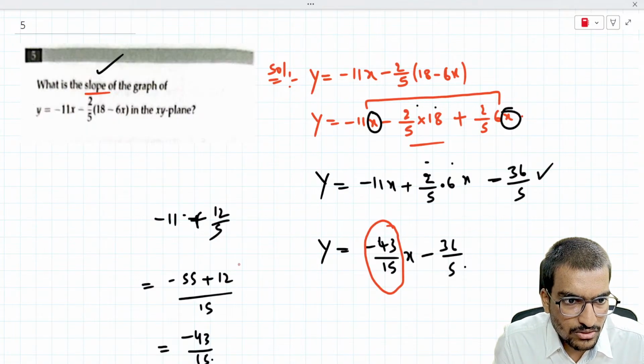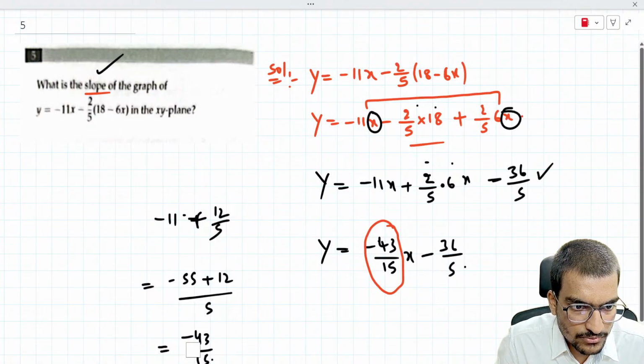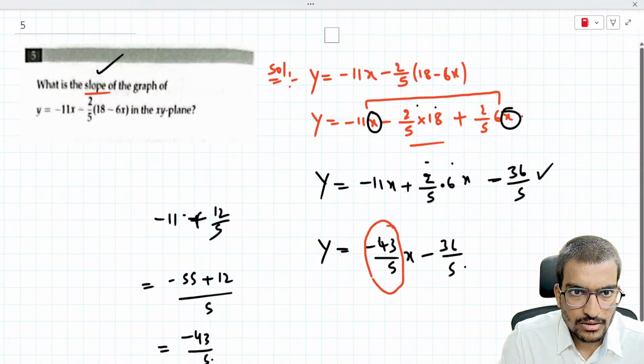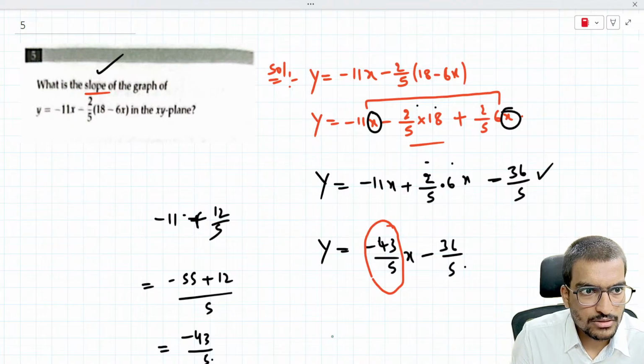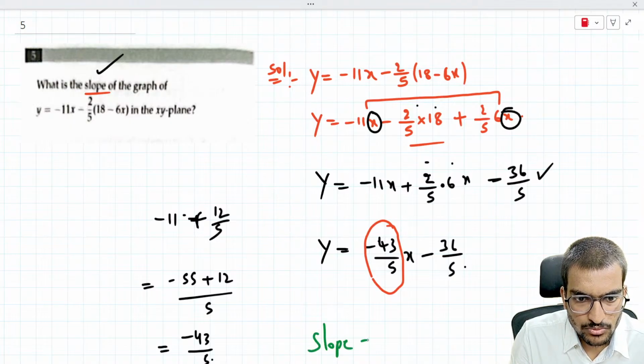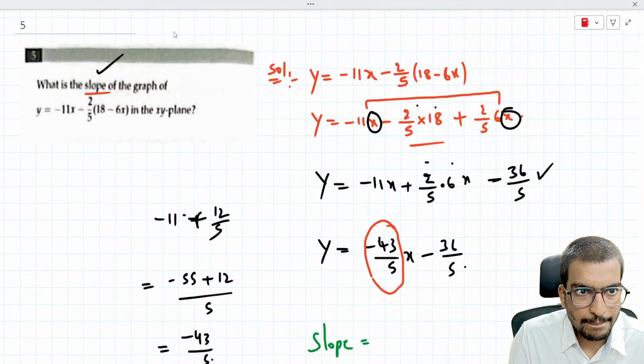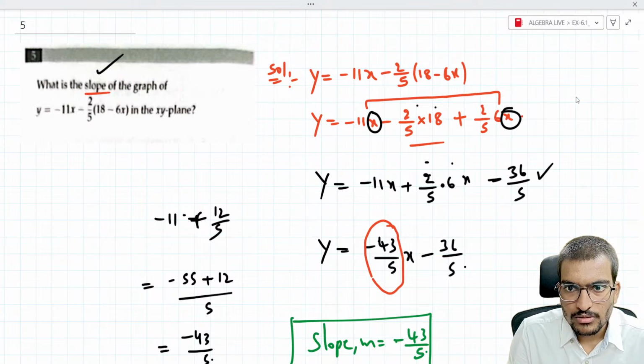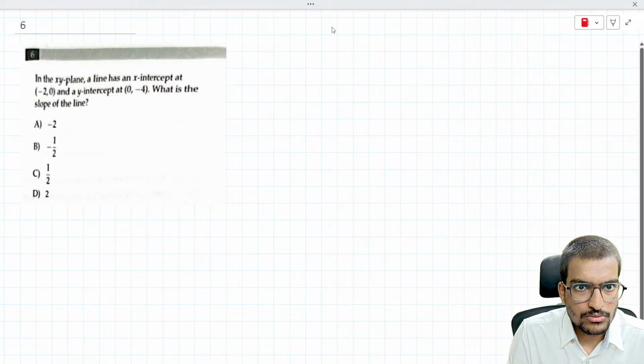Is it 15 or is it 5? It's just 5, not 15. It is just 5, right? Negative 43 by 5 is the slope. Sorry. Slope m equals negative 43 by 5. Let's go to the next question.